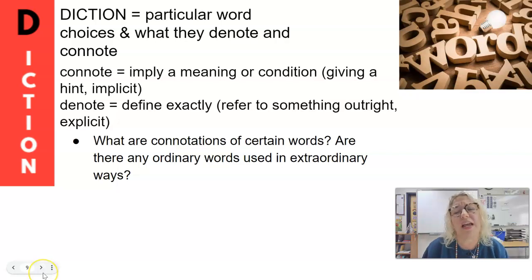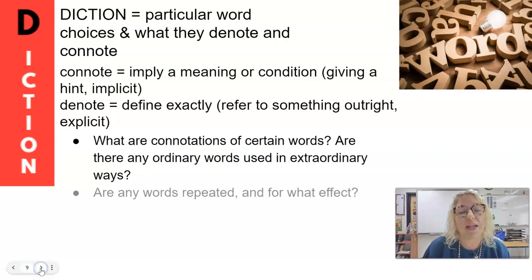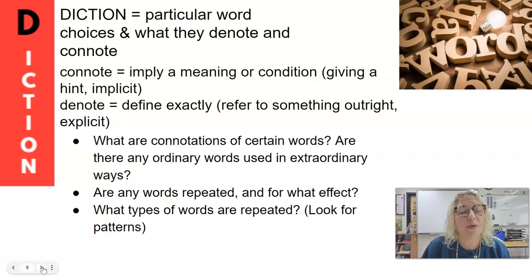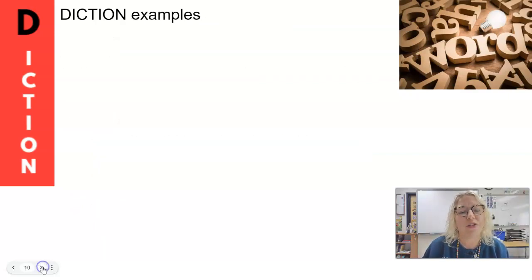These are good questions to ask yourself when you're looking at diction. What are connotations of certain words? Are there any ordinary words used in extraordinary ways? Are any words repeated or similar types of words repeated, and for what effect? What type of words are they? Look for patterns. Patterns are huge.